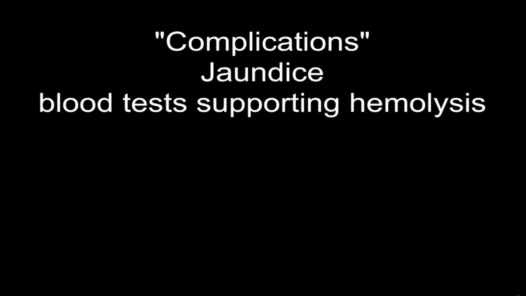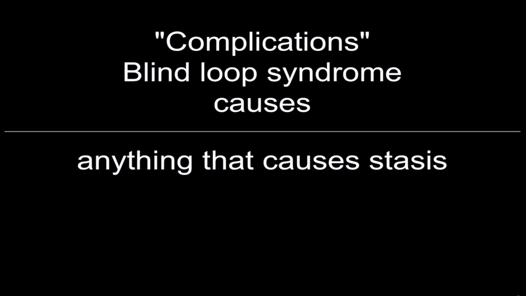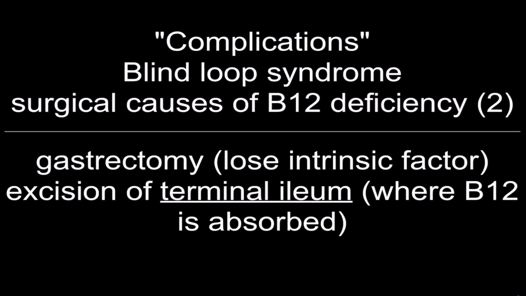For jaundice, blood tests supporting hemolysis: decrease in hemoglobin and hematocrit, and you'll have increased LDH, reticulocytes, and schistocytes. Blind loop syndrome, what are some causes? Anything that causes stasis. Surgical causes of B12 deficiency in blind loop syndrome: gastrectomy, because you lose intrinsic factor, and excision of the terminal ileum, where B12 is absorbed.